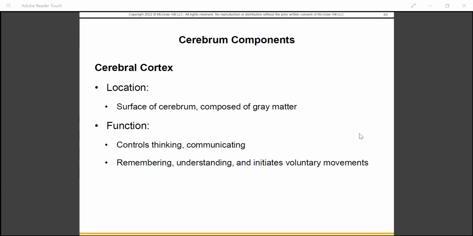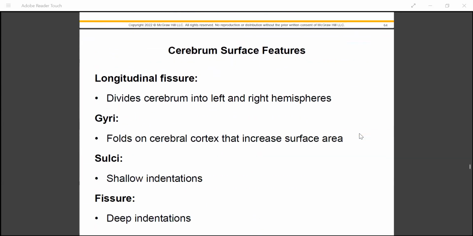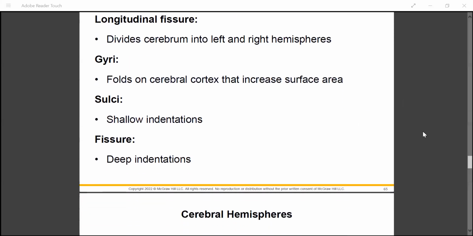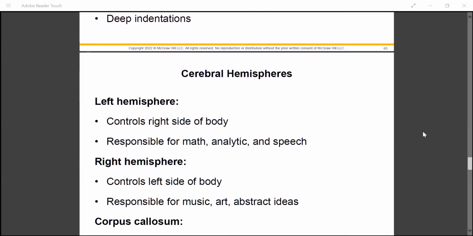Our cerebral cortex is going to do a majority of our thinking and communicating. It also has a role in initiating and remembering voluntary movements. We already talked about that longitudinal fissure that divides into right and left. The gyri are our folds or ridges, our sulci are indentations, and our fissures are our really deep indentations.